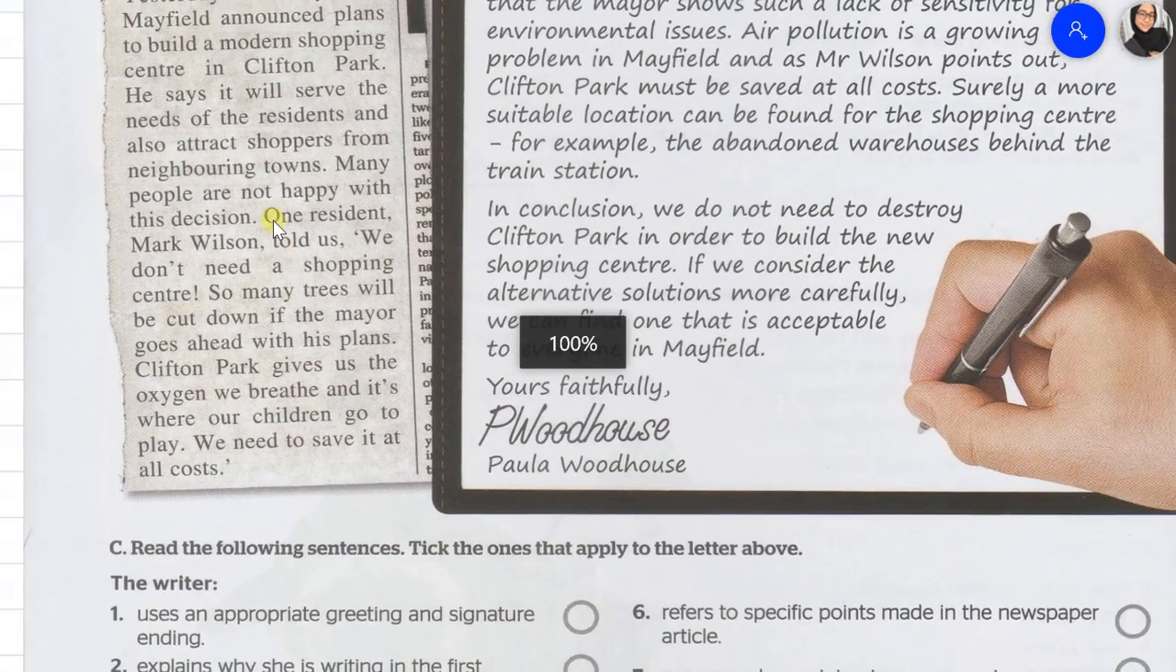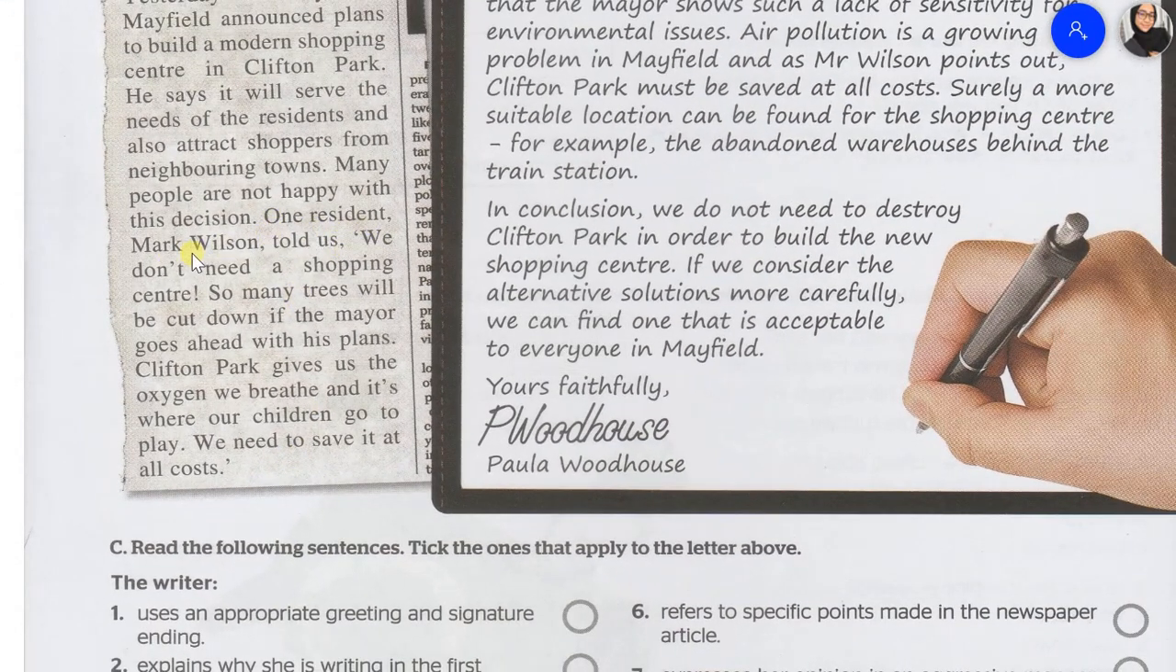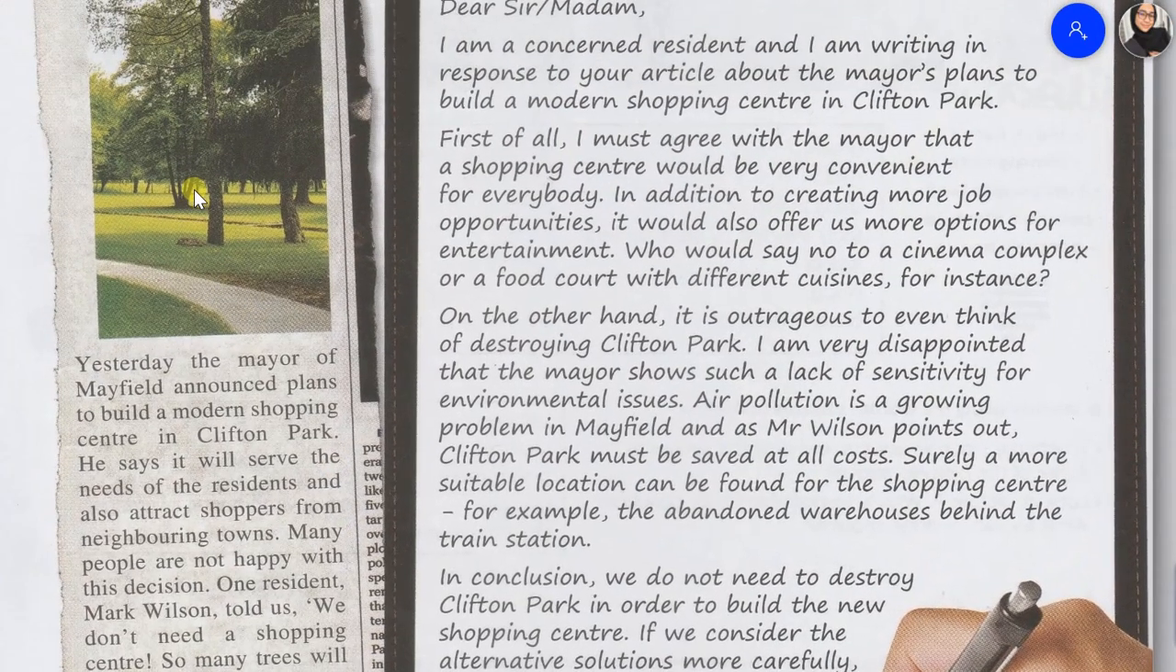So basically, satu penduduk di kawasan itu, Mark Wilson nama dia, cakap yang dia tidak setuju dengan idea Datuk Bandar tu to build another shopping center. So this is the reason lah. Dia kata sebab the Clifton Park gives us oxygen we breathe and it's where our children go to play. So dia nak selamatkan Clifton Park ni.